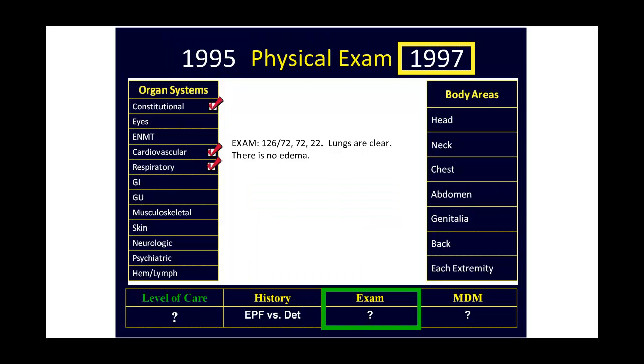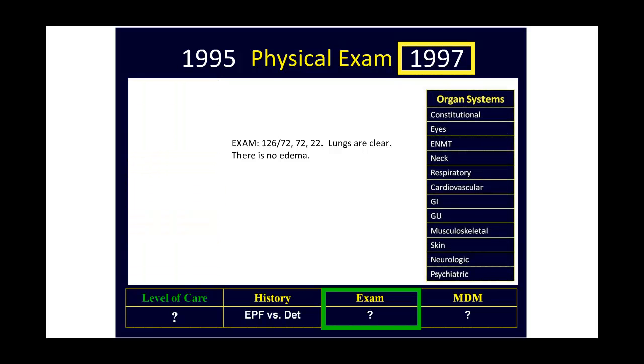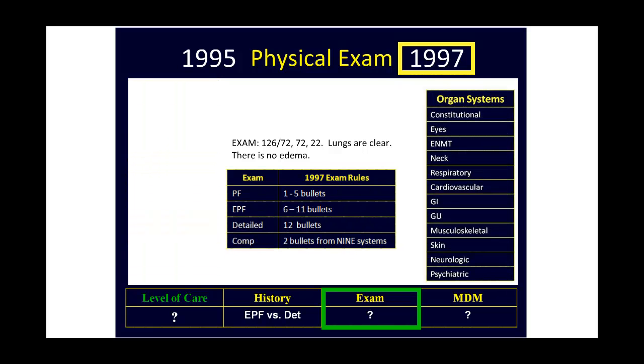The 97 exam rules are based on organ systems and bullets as defined by this table. For this patient, we get 1 bullet for recording 3 vital signs, 1 bullet for listening to the lungs, and 1 for assessing the lower extremities for edema. This adds up to only 3 bullets, which means this would qualify as only a problem-focused exam using the 97 rules.